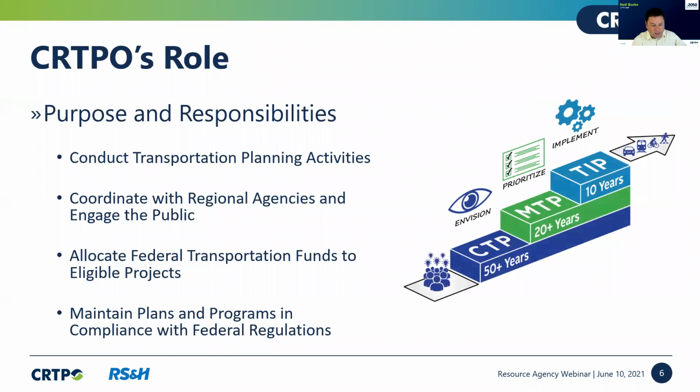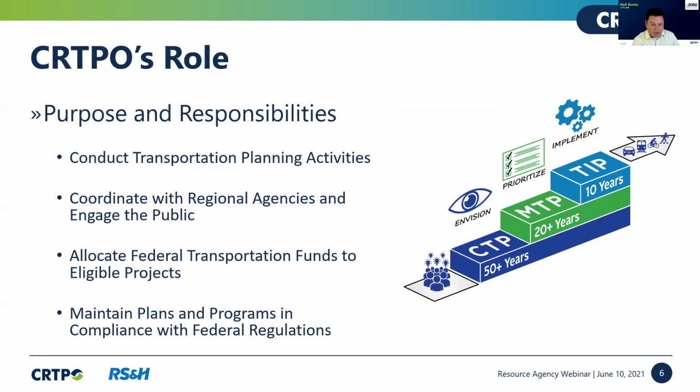And I do want to emphasize we are federally designated, so we are kind of a creature of the Federal Highway and Federal Transit Administrations. The purposes and responsibilities of CRTPO, we conduct transportation planning activities throughout the 3 counties and with our 24 member jurisdictions and NCDOT. We coordinate with regional agencies and engage the public. We allocate federal transportation funds to eligible projects, and we maintain plans and programs in compliance with federal regulations.